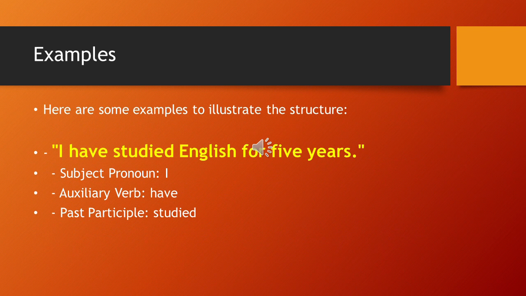Let us look at some examples to illustrate the structure. I have studied English for 5 years. Here, the subject pronoun is I, which is first person singular. So this should be followed by the auxiliary verb have. And that comes with the past participle of the verb study, which is studied. I have studied English for 5 years.